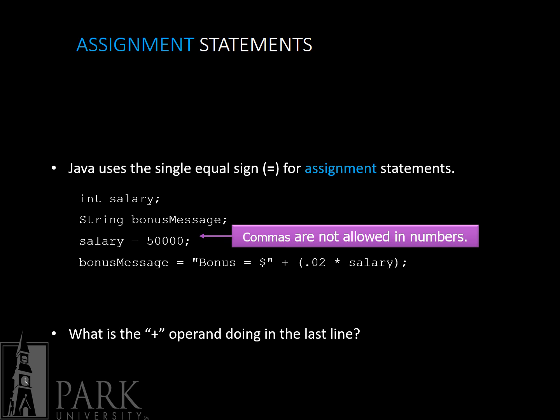So what is the plus operand doing in this last line right here? Well, we've kind of already talked about that, but that is a concatenation, and it's going to append this calculation right here. So we're going to take 0.02 times the salary and then add it to the string bonus message. So bonus message is going to become bonus equals this $, and then whatever 50,000 times 2% is. So that means that it's going to form a new string.